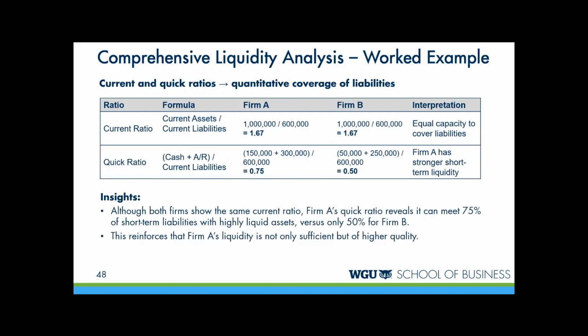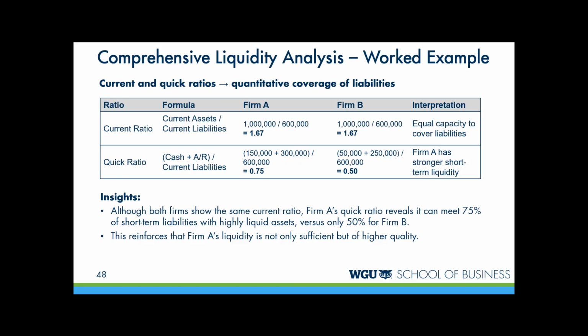Okay, next we take a look at their current ratio and the quick ratio. Firm A and firm B both have the same current ratio. They both have $1 million in current assets and $600,000 in current liabilities, so they both have a current ratio of 1.67. They equally have the capacity to cover their liabilities, with $1.67 in current assets available for every dollar in current liabilities. However, when we drill down into the quick ratio, this is where we see the difference.